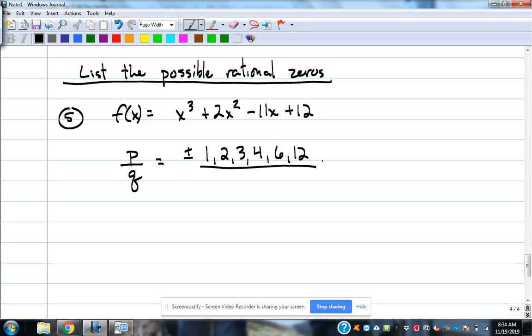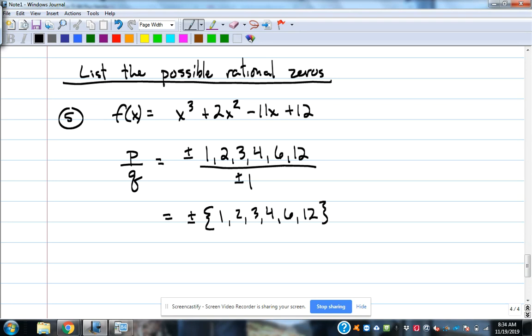This one's a little easier because what's the leading coefficient? 1. So the only factors of 1 are positive and negative 1. Now, let's make the list from those factors. The way you make your list is you take each individual factor from the top and divide it by each one of the factors on the bottom. So this one's easy because you only got 1 in there. So 1 divided by 1 is 1, 2 divided by 1, keeps going there. So your list is actually just the factors of 12. So plus or minus 1, 2, 3, 4, 6, and 12.